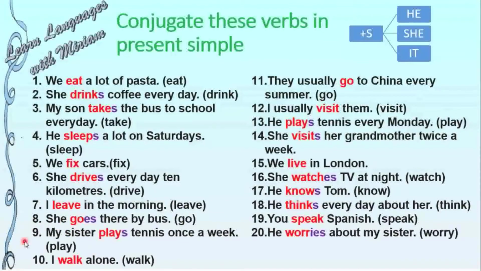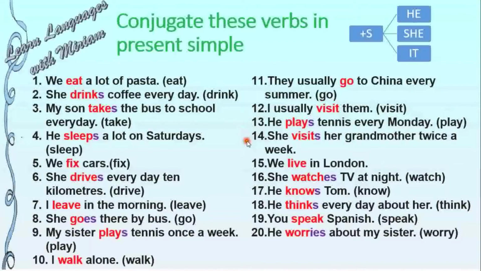9. My sister plays tennis once a week. So my sister plays, we add an s, just an s. 10. I walk alone. Here we don't add an s. They usually go to China every summer. I usually visit them. He plays tennis every Monday. Here we just add an s.